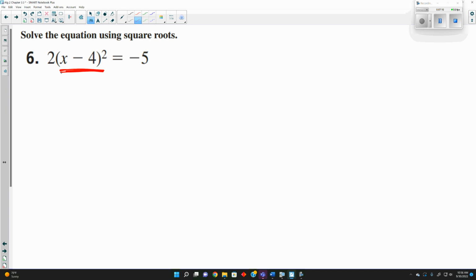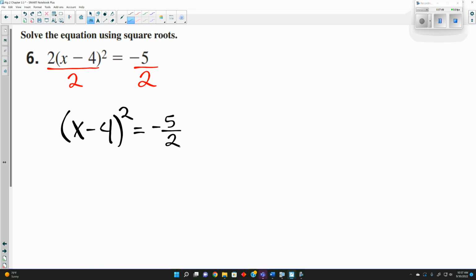Now, what do we need to do first? All right, guys. So we can still use the square root method on this because the only place where x is inside the parentheses. Now, we need to get them by themselves first. Well, the only thing with the parentheses is the 2 in front of it. Since they're being multiplied, we need to divide both sides by 2, which will tell us that we have x minus 4 squared is equal to negative 5/2.